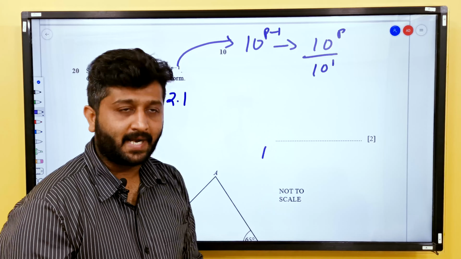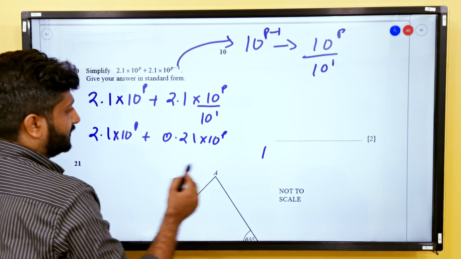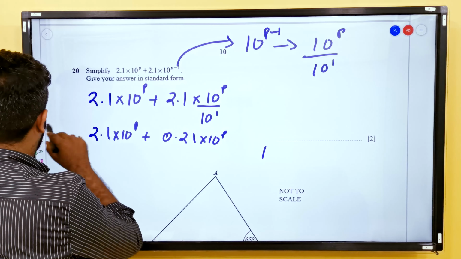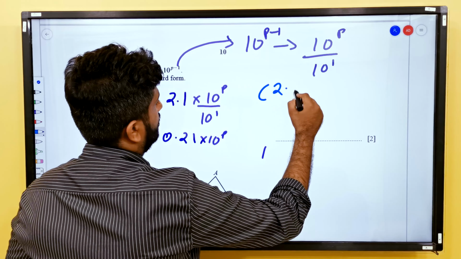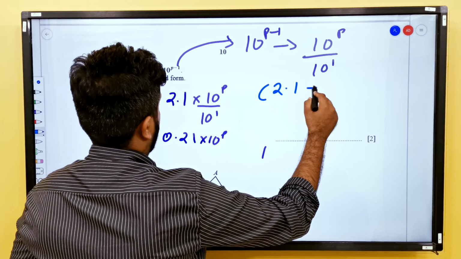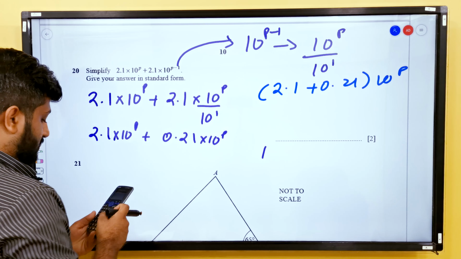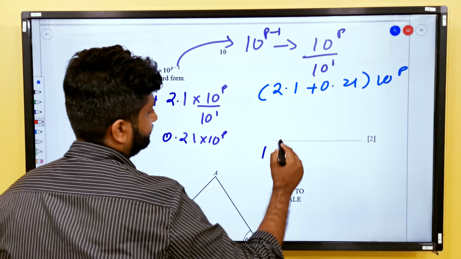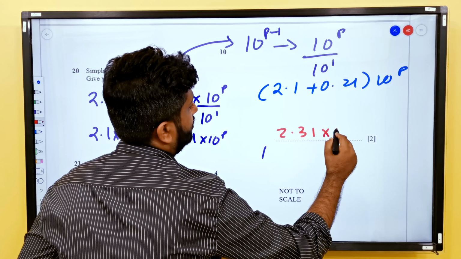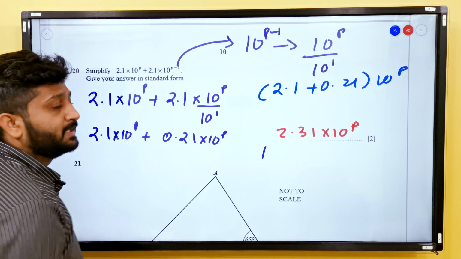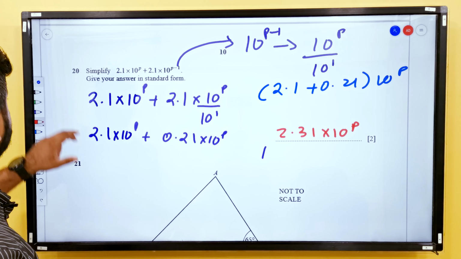So this is going to be my 2.1 into 10 raised to p plus 0.21 into 10 raised to p. Let me take out 10 raised to p as common. So I'll be left with 2.1 plus 0.21 into 10 raised to p. So my answer is going to be 2.31 into 10 raised to p. As simple as that.